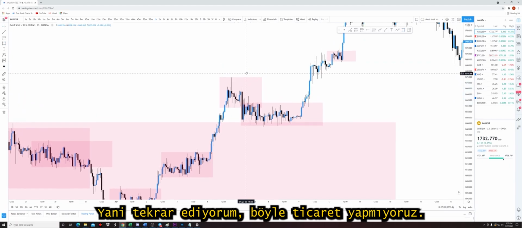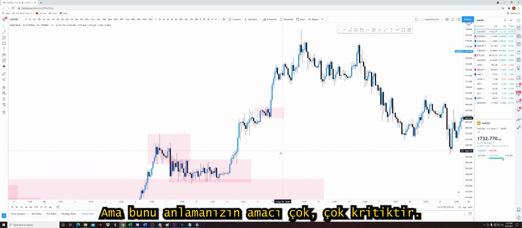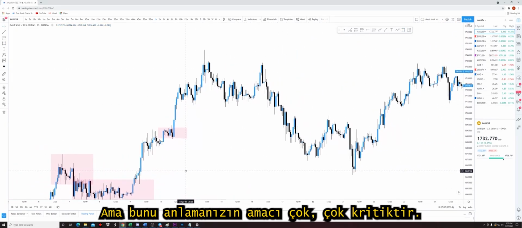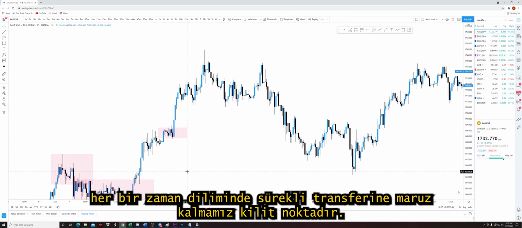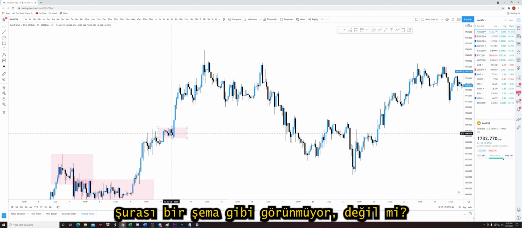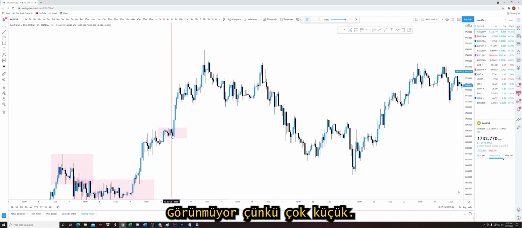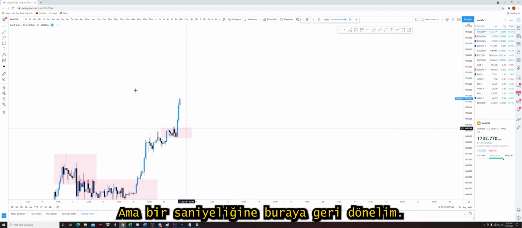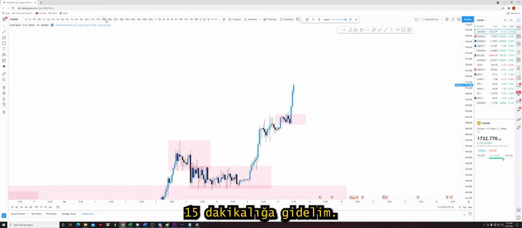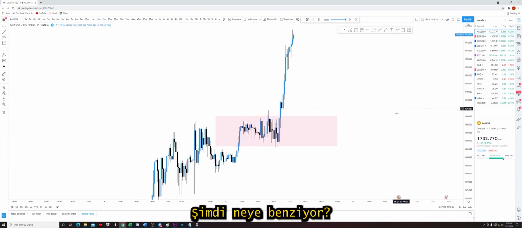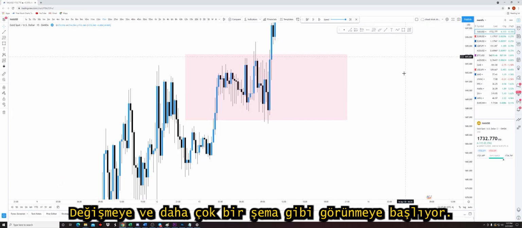Again, we're not trading like this, but the point of you understanding this is very, very crucial. The fact that we consistently undergo the transfer of buys into sells and sells into buys across every single time frame is key. This right here does not look like a schematic, right? Correct, it doesn't, because it's so small. But let's go back here for a second. I don't know if this is going to work, just because I don't know how far back I can go, but let's go to 15 minute. What does it look like now? It begins to change up and start looking more like a schematic.